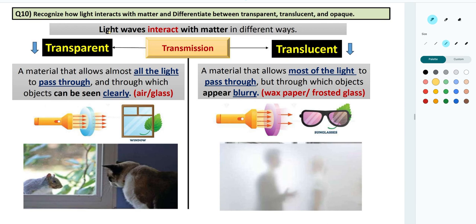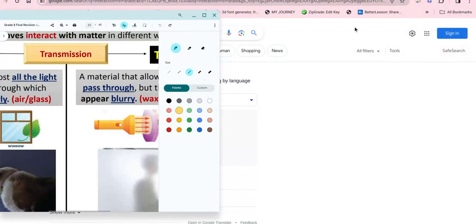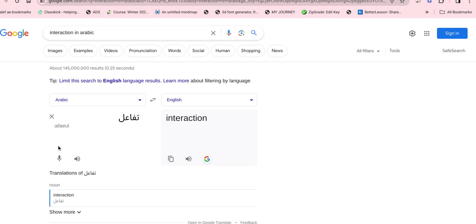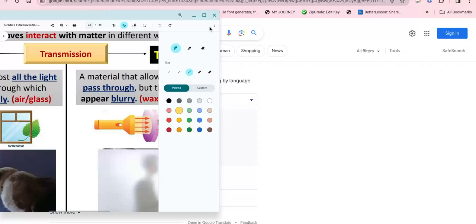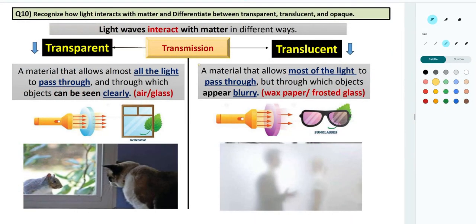Okay, so light waves interact with matter in different ways. Before we continue, that word interact in Arabic is ta'afalun. So when we use the word interact, we're talking about how that wave is going to interact with other objects.